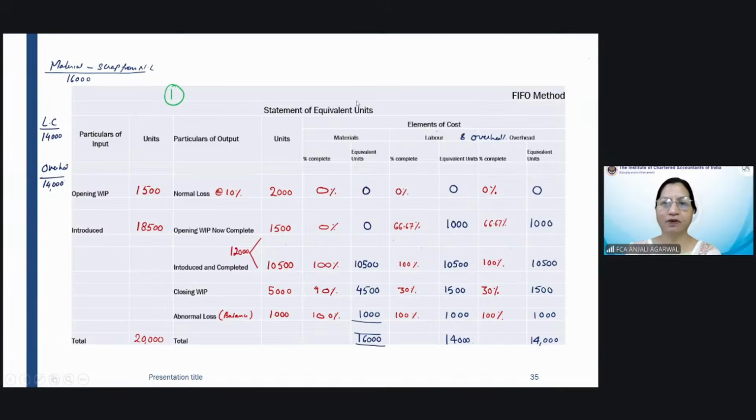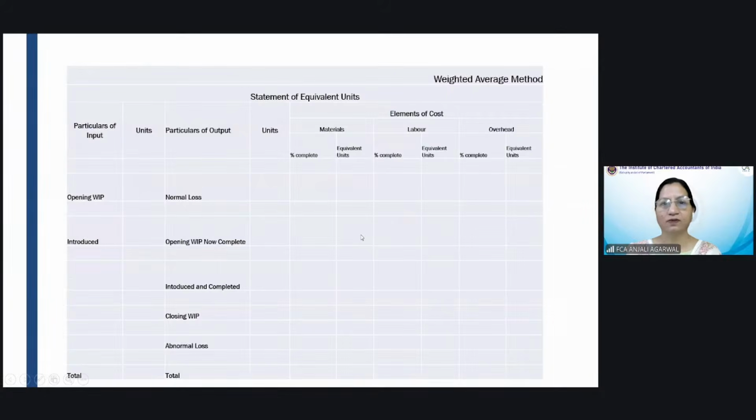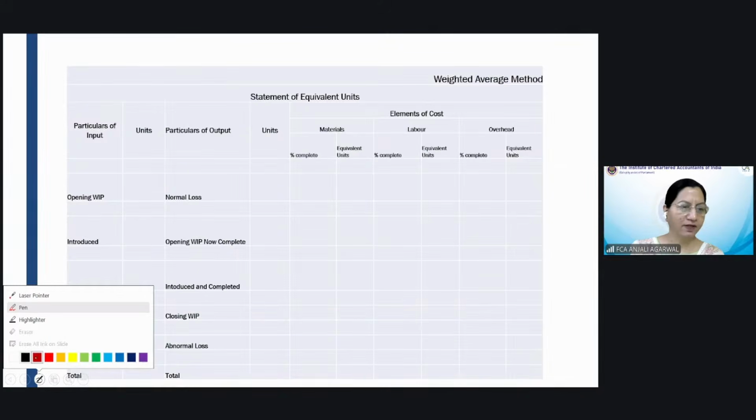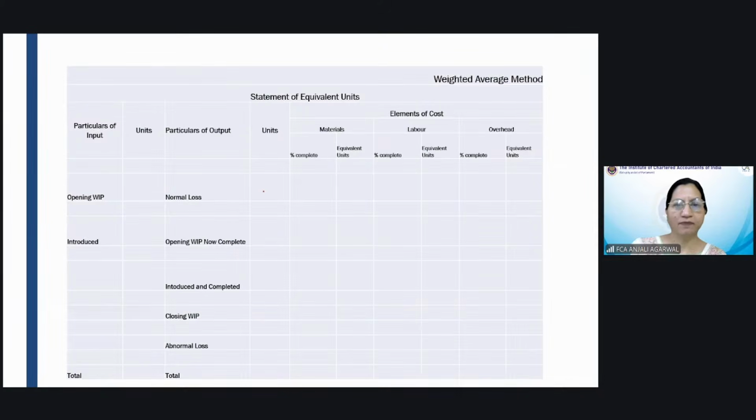Okay, easy. The difference between FIFO and weighted, as far as statement of equivalent units is concerned. So this is how you will prepare. So what would I have done had it been weighted average? We can quickly do it. Input will remain same. Normal loss was 2,000. This will not be there. This will simply say 12,000. And closing WIP would be 5,000 still. And abnormal loss would be how much it was? 1,000.